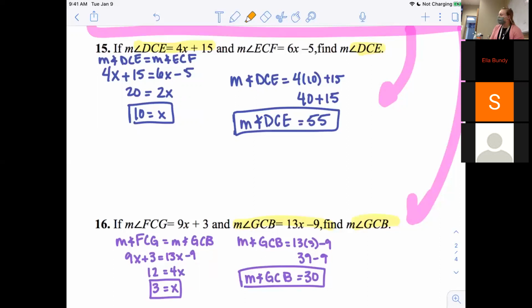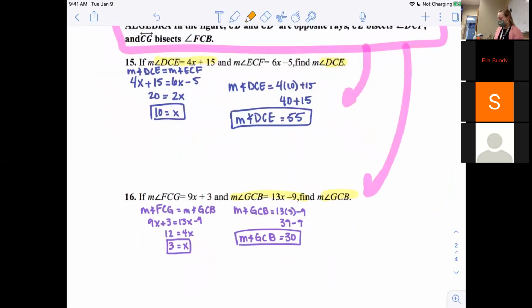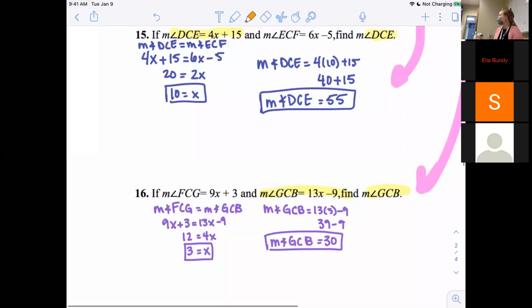Similarly, for 16, it's just using the other two angles, which I think I highlighted in orange on the graph. I'm just setting those two equal to each other and solving. I'll zoom back in, but those are just congruent angles because that's what they're asking me about.